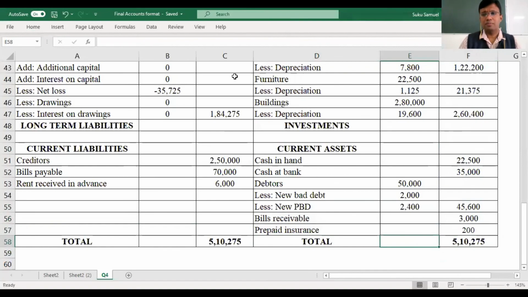So with that, we have completed almost all. We have completed all the items, and our balance sheet has perfectly tallied, which means all our treatments are absolutely correct. So we have completed the preparation of final accounts.